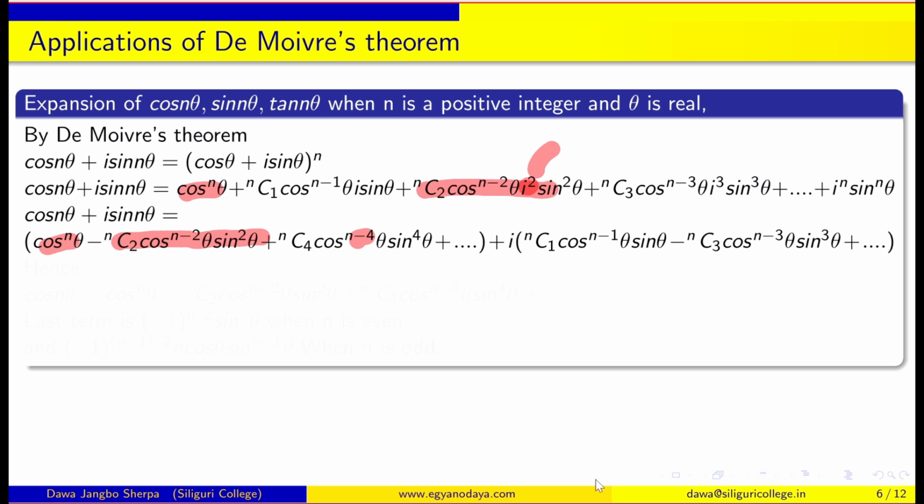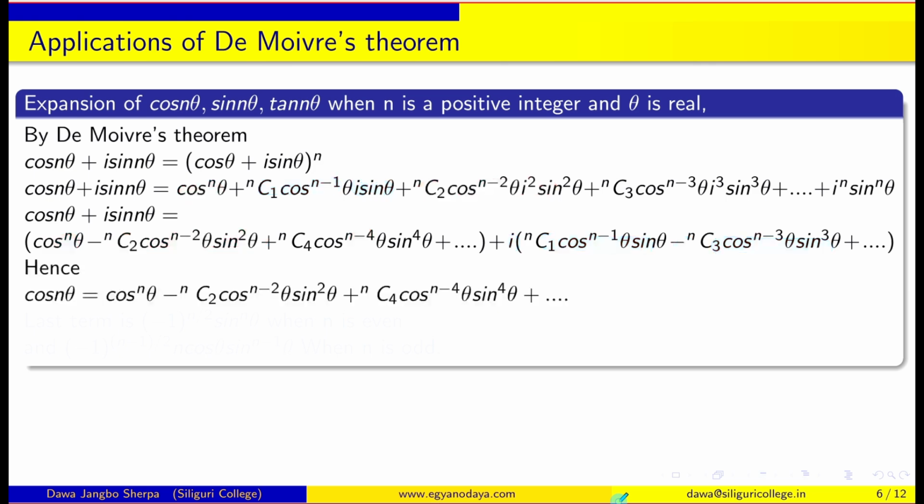Now again we are going to collect the imaginary part. So the imaginary part has i over here, so I am writing i nC1 cos^(n-1) θ sin θ, and here nC3 cos^(n-3) θ i^3 sin^3 θ. i^3 is minus i, so it will be minus, and so on. We will collect the imaginary part. Now I can equate the real and imaginary parts.